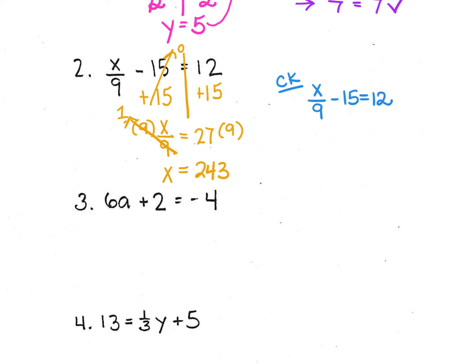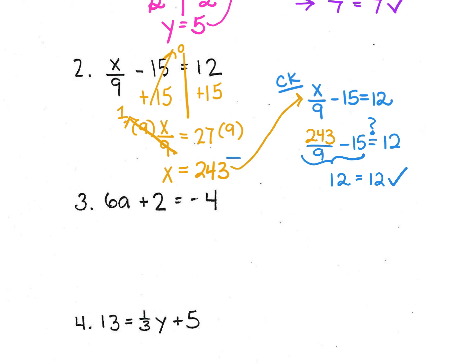We need to check right here. I rewrote the original equation. We think that x is equal to 243, so we are going to substitute in where x was, rewrite the rest of the equation. The question is, does 243 divided by 9 minus 15 equal 12? Again, practice plugging this into your calculator. You will get 12 on the left equals 12 on the right, and you know that they check. So our answer is x equals 243.